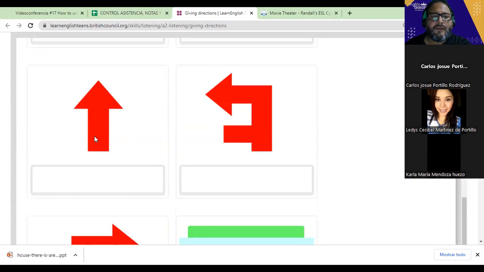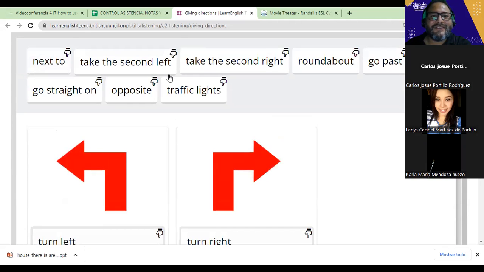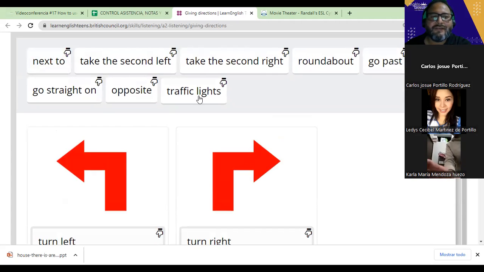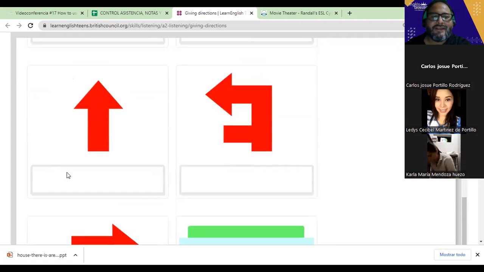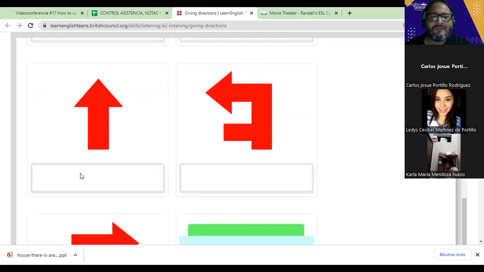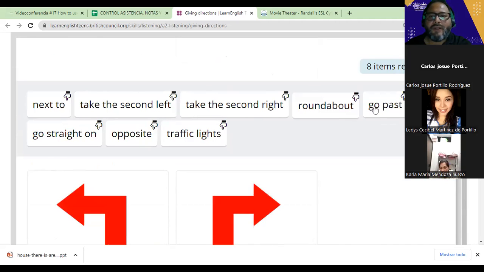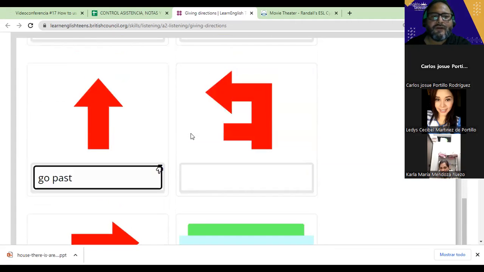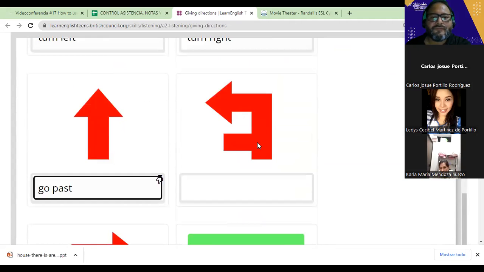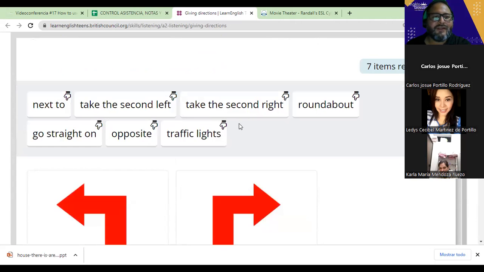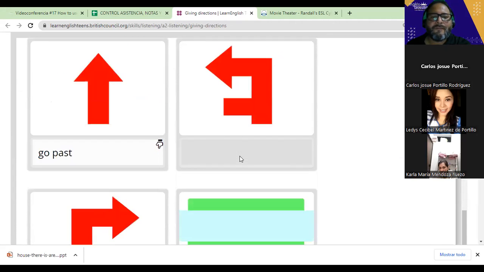Let me see the word. Next to, take the second left, take the second right, roundabout, go past, go straight on, opposite, or traffic lights. Go past. All right, so say go past then. Okay, what about this one? Let's see the vocabulary: next to, take the second left, take the second right, roundabout, go straight on, opposite, or traffic light. Take the second left.